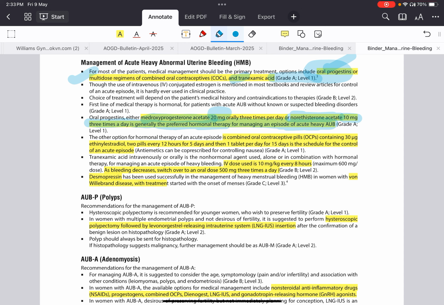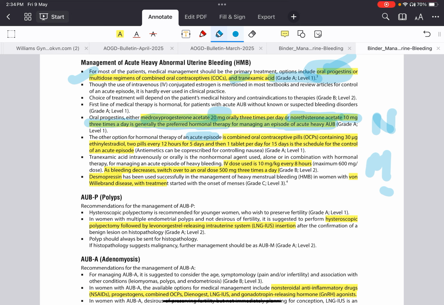Norethisterone is easy to remember: norethisterone 10 milligrams and medroxyprogesterone acetate 20 milligrams. In an acute episode, if a patient comes saying, ma'am, I have been bleeding for 2 days and changing 6 to 7 pads, totally soaked, first you do a CBC and urine pregnancy test to rule out pregnancy, followed by starting some medical treatment.